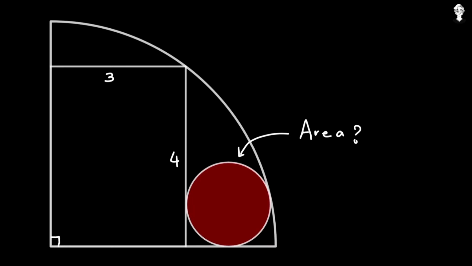So today we have a nice geometrical problem. We have a quarter circle. Now we draw a rectangle inside it in such a way that one corner of the rectangle is the 90-degree corner of this quarter circle.